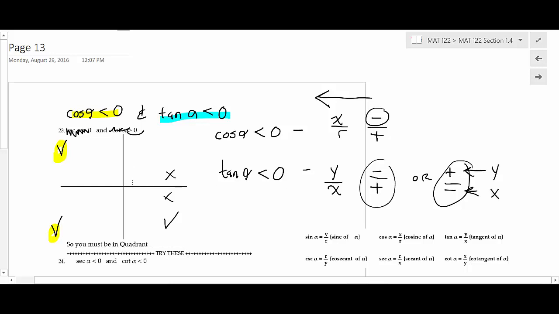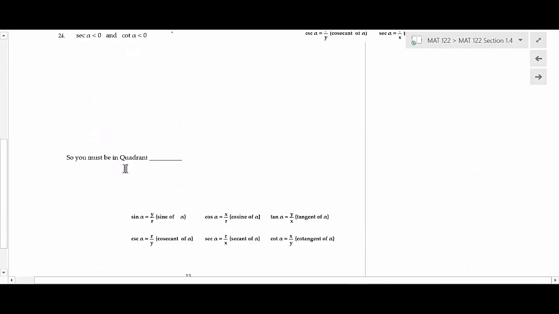That happens here, in this quadrant. So that means the tangent is going to end up being negative here or there. So that means the answer to the problem is here, so you're in quadrant 2. Again, what we established is the cosine's negative here, tangent's negative here, so they overlap there.